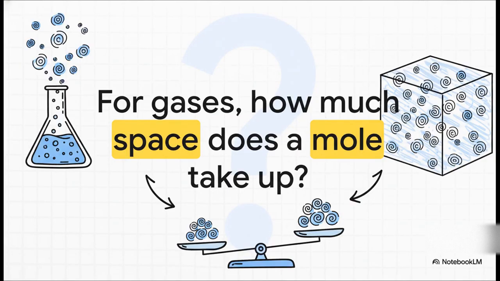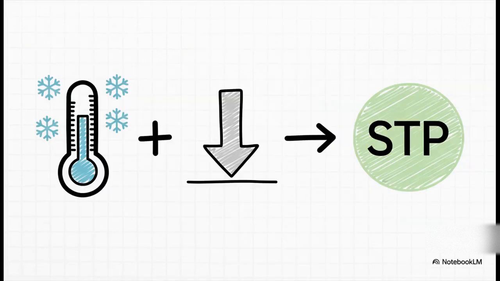Time for our third and final bridge. Now this one's a little special. It's just for gases. We're not asking about weight anymore. Now we're asking about space. What's the volume that 1 mole of a gas occupies? See, to make sure everyone's playing by the same rules when they measure gases, scientists came up with a standard set of conditions. We call it STP. That's standard temperature and pressure. It just means a specific temperature, 0 degrees Celsius, and a specific pressure.